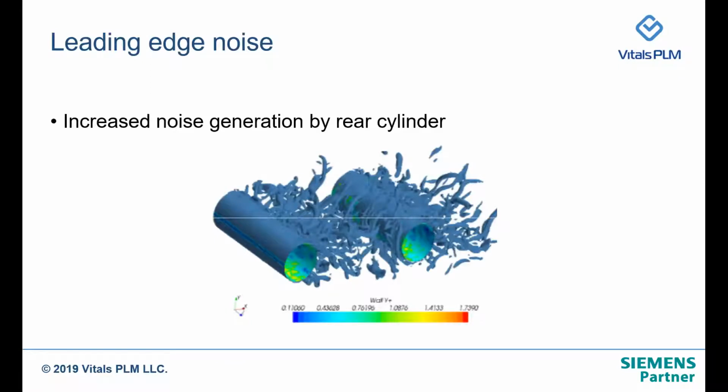Leading edge noise. Here, what we see is two cylinders sitting next to each other, and when the flow separates from the first cylinder and interacts with the second cylinder, as a result we see increased noise levels because of the presence of the rear cylinder, and this comes under the example of leading edge noise.